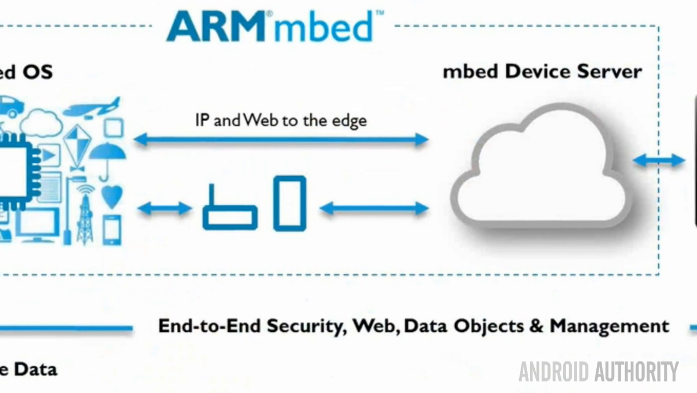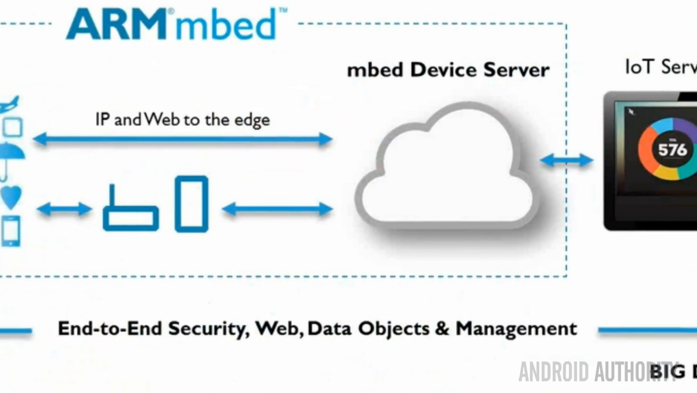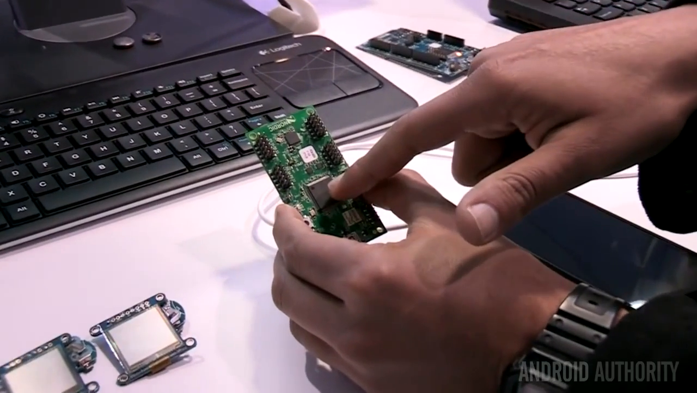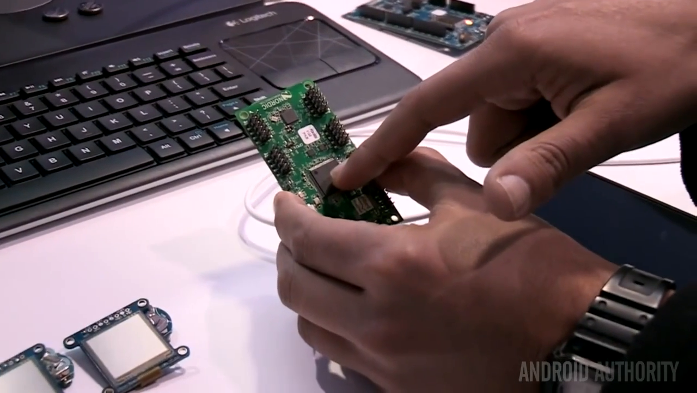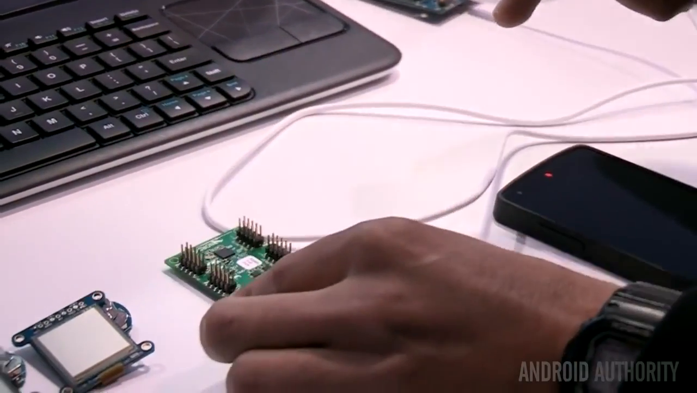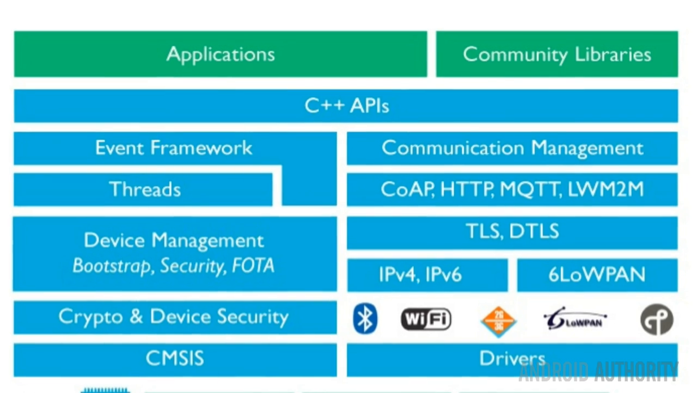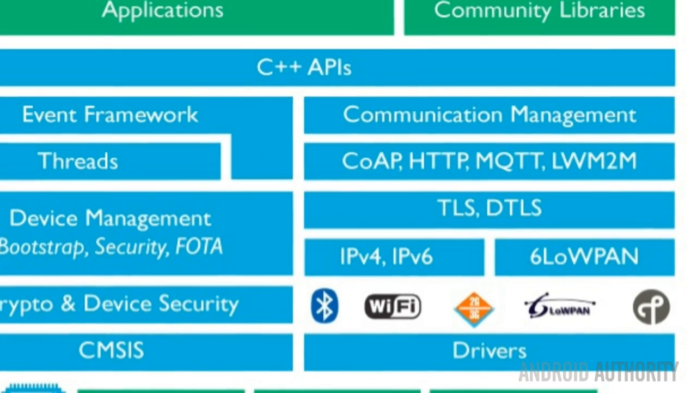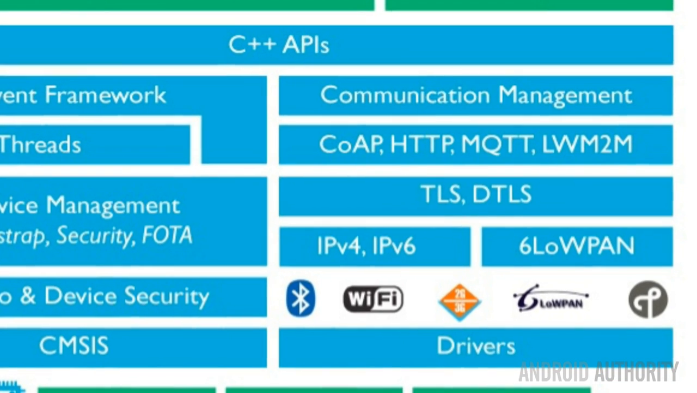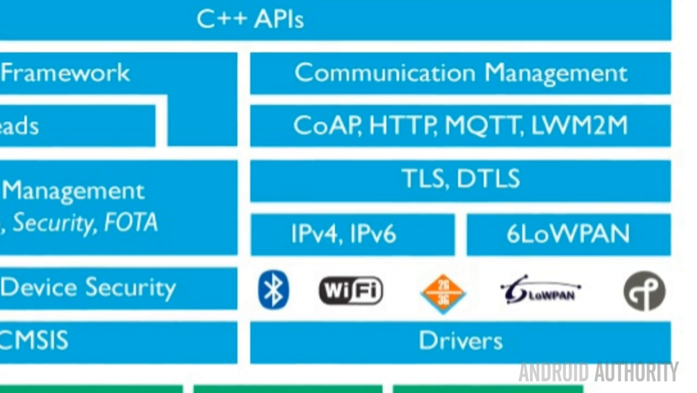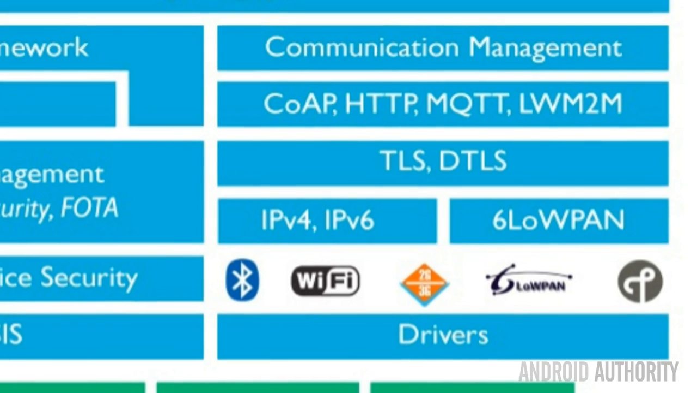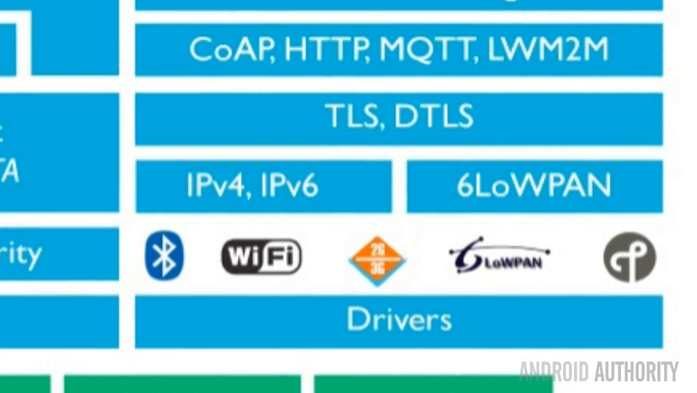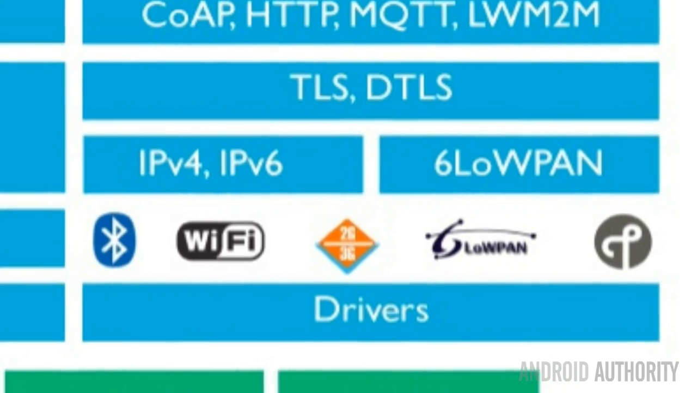One of the key points about Embed OS is that it supports the important IoT protocols and allows anybody from a hobbyist developer to a multi-million dollar corporation to prototype and develop IoT devices. Embed OS will include all the functionality needed to create an IoT device and to transmit that data to the cloud. It supports a lot of different communication stacks, including IPv4, IPv6, 6LoWPAN, Bluetooth, Wi-Fi, 2G GSM, and 3G.